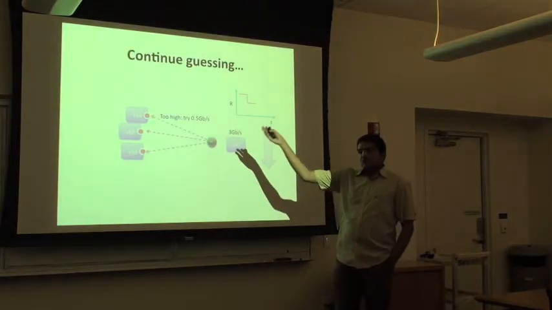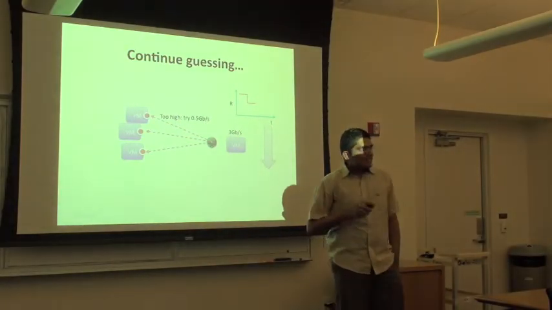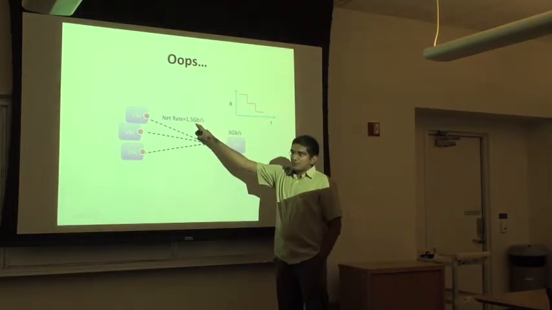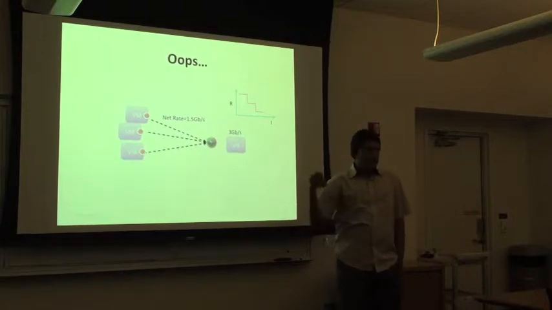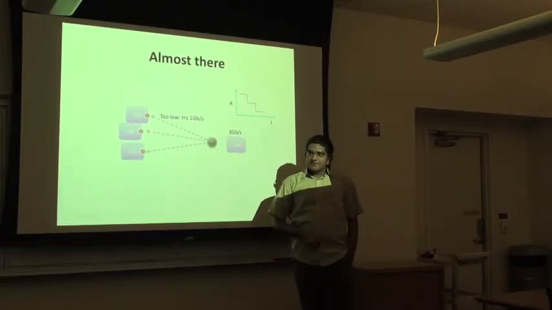Maybe you say, send it at 0.5 gigabits per second. Okay. The next iteration is going to come to 1.5 gigabits per second. Now this is too low, right? So now you're going to increase your guess of R according to the control equation. And you're going to say, OK, you know what? Try at 1 gigabits per second.